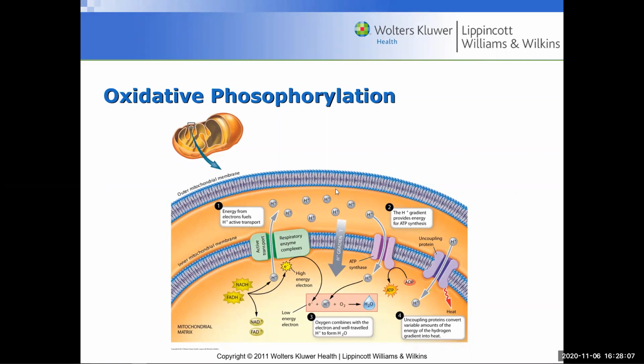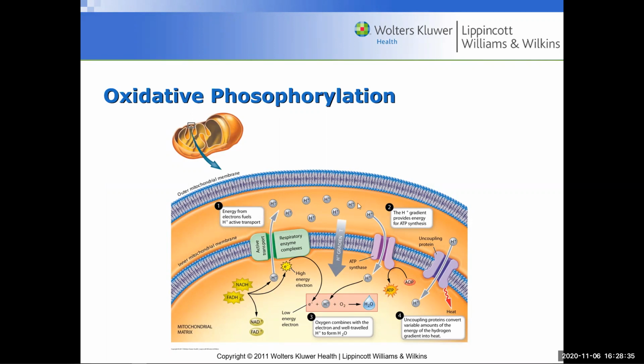So this is the outer mitochondrial space. And what you see happening here is that hydrogen from the NADH and the FADH2, by active transport, is shuttled to this region here. So what you have happening is a hydrogen gradient being set up. We have a higher concentration of hydrogen ions in this region between the inner and outer mitochondrial membranes.